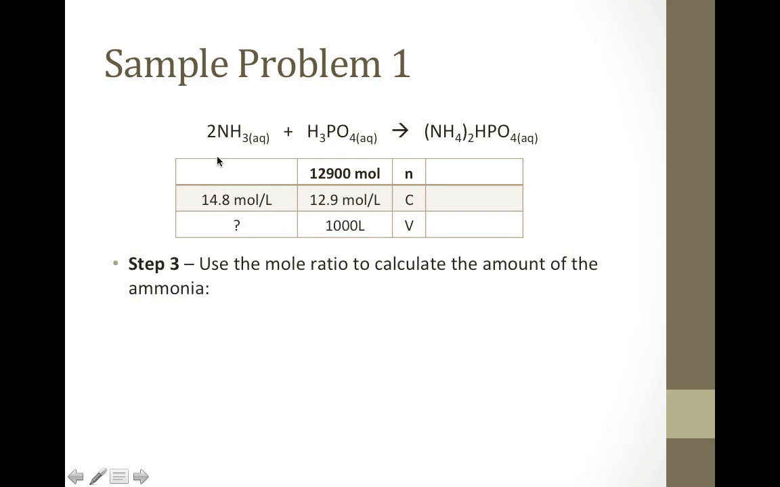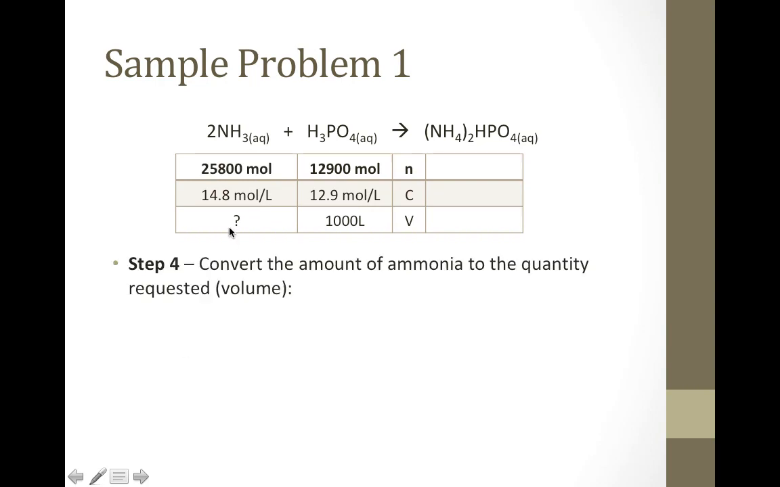So now we're trying to solve for the moles of NH3. We're going to use our mole ratios. So we have a mole ratio of 2 NH3 to 1 mole H3PO4. So we can solve for the moles of NH3. That's going to be 12,900 moles of H3PO4 times 2 moles NH3 over 1 mole H3PO4. And we're going to end up with 25,800 moles of NH3.